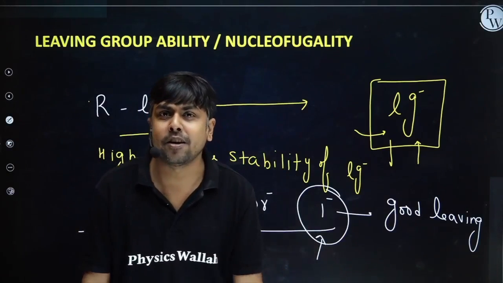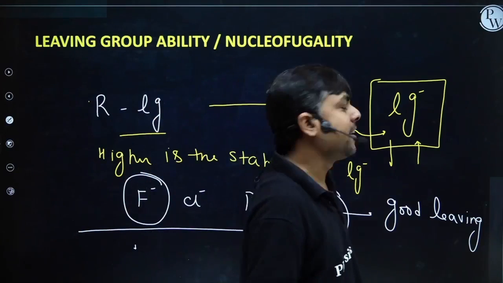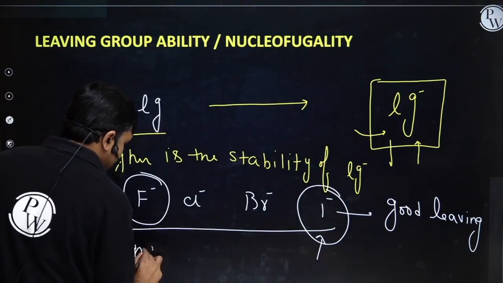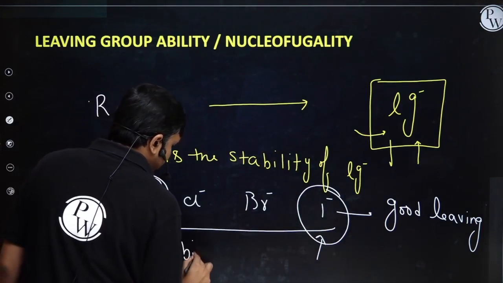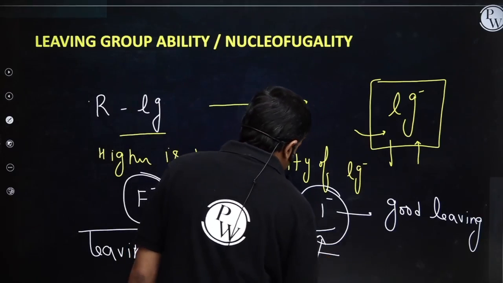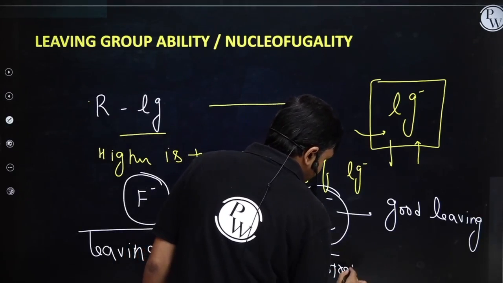Higher is the stability of the ion after departure, better is the leaving ability. Or I can simply say leaving ability is inversely proportional to basic strength, right?